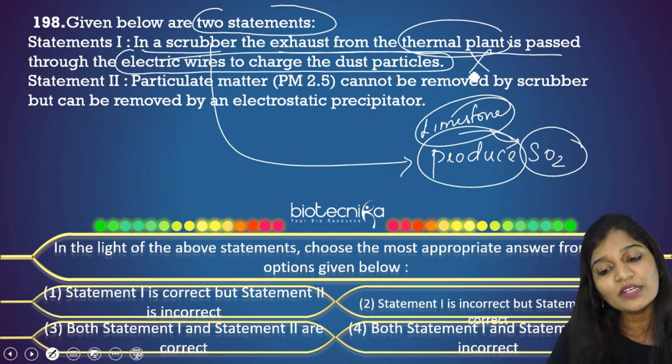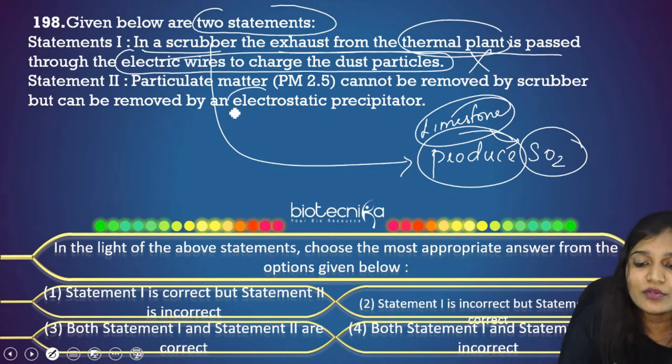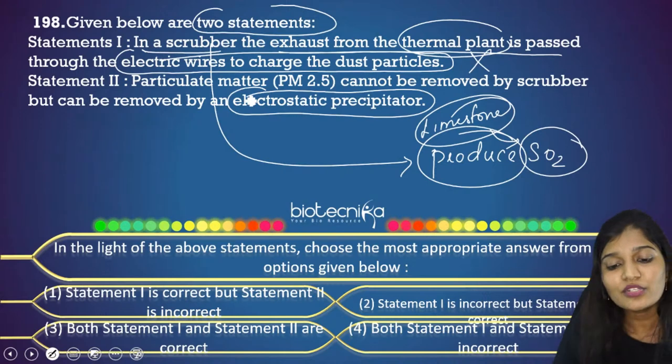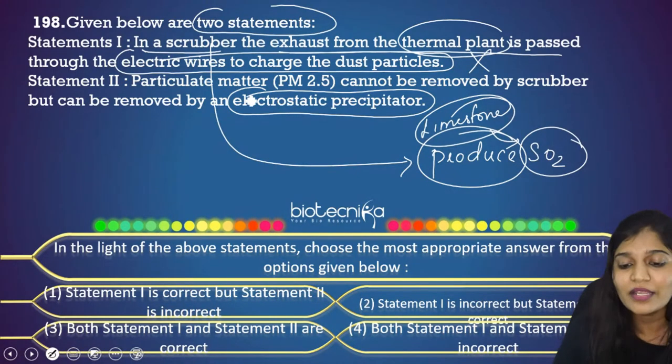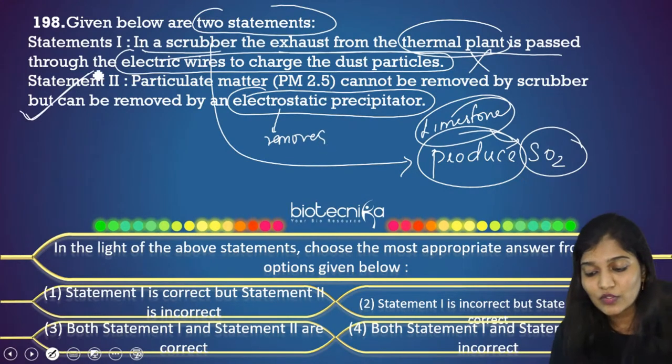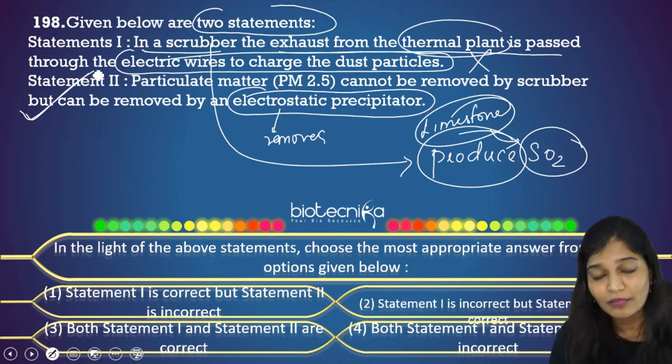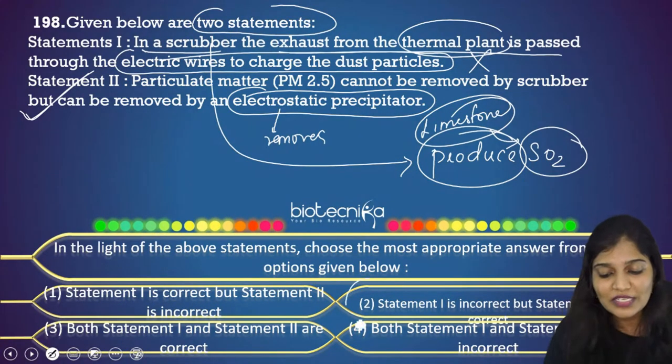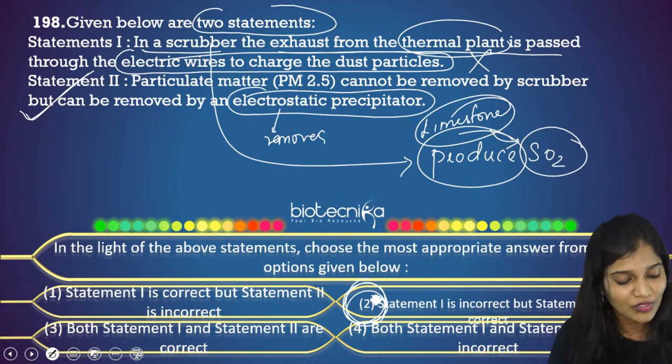Then what can remove the dust particles? Yes, the electrostatic precipitator. The electrostatic precipitator is the one which actually removes dust particles. So the second statement is correct. Statement one is incorrect, but statement two is correct, and that you are seeing only in option number two. So the correct answer for this question is option two.